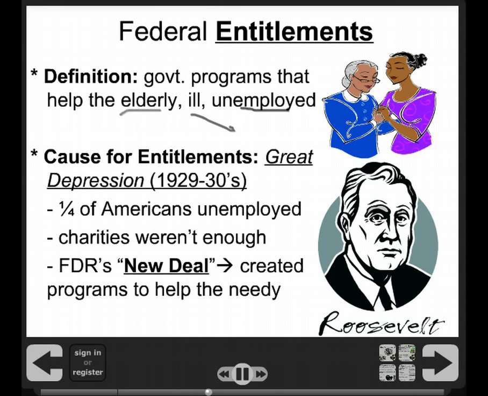The reason why we have entitlements goes back to what you learned in U.S. history, the Great Depression of the 20s and 30s. During this time, at the peak, you had 25% of the entire population out of work. Private charities couldn't handle all the requests for assistance, and so Franklin Roosevelt is elected, and he comes up with this concept called the New Deal, where the government would create all these programs to help the needy.